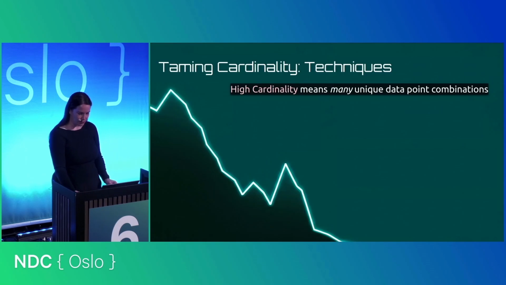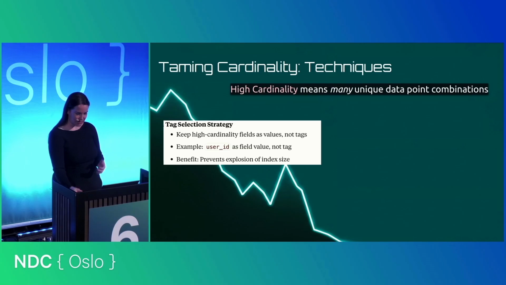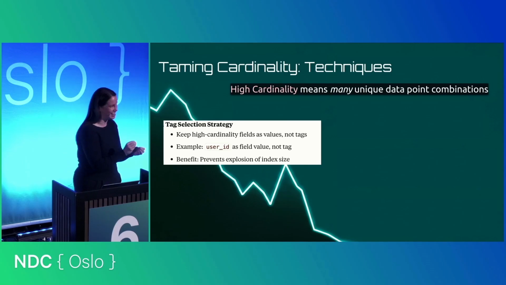All right. Let's tackle one of the most important challenges in time series data, high cardinality. Remember, that means you have to worry about multiple combinations overwhelming and making your queries slower and slower when you go to actually read this data. There are several techniques to manage that. First, you have to be strategic about your tag selection. It's a big deal. Keep high cardinality fields as values and not as tags.